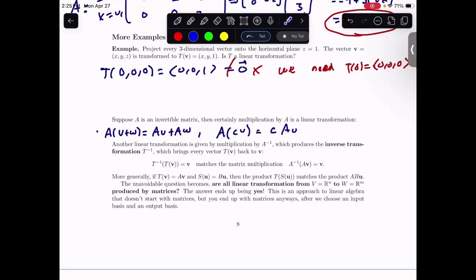And so the key question, or the unavoidable question, that we address in section 8.2 is this: are all linear transformations from V equal to R^n to W, which is equal to R^m, produced by matrices? And we're going to see that the answer ends up being yes. And so this is an entirely different way of doing everything that we've been doing throughout the entire semester. You're capable of doing linear algebra without really thinking in terms of matrices at all. You can instead just think in terms of linear transformations.